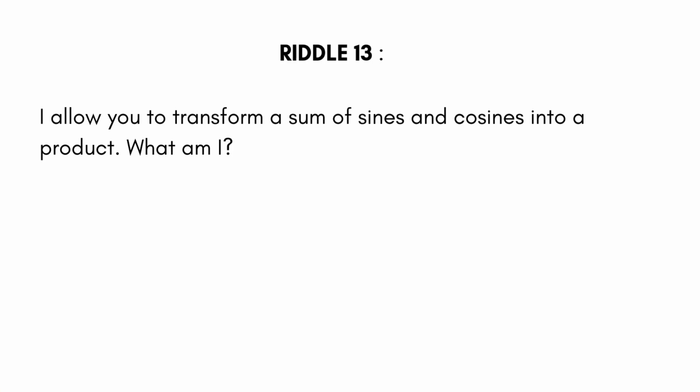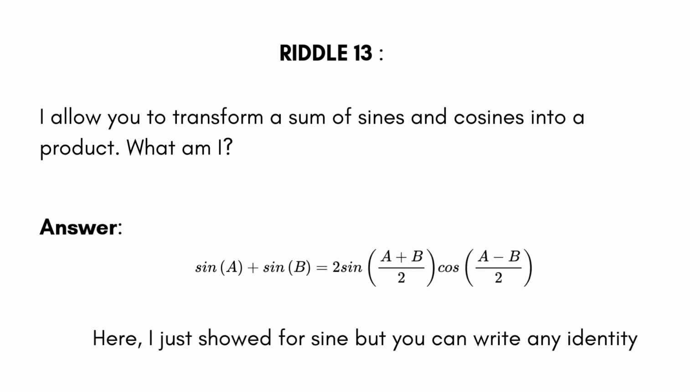Riddle 13. I allow you to transform a sum of sines and cosines into a product. What am I? Answer. Sine of A plus sine of B is equal to 2 sine of (a plus b) by 2 into cos of (a minus b) by 2. Here, I just showed for sine, but you can write any identity.